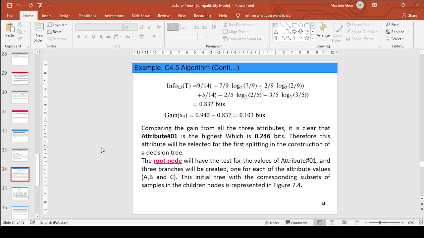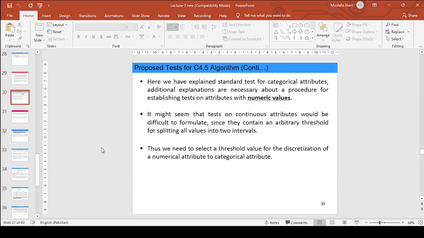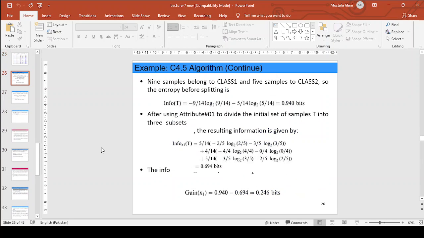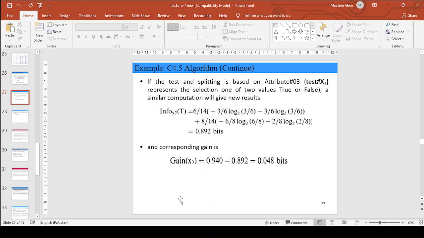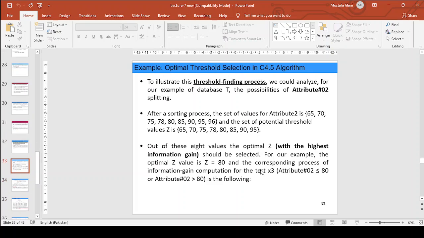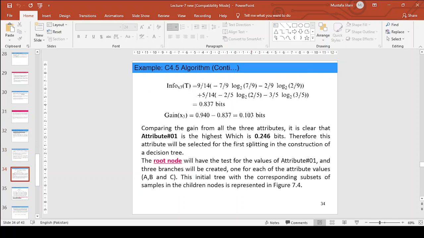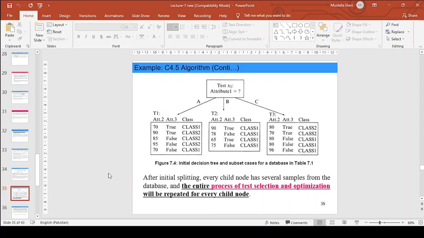That means attribute 1 has the highest value. If you see slide number 26, on slide 26 you can see the value was 2.24. For attribute 3 the value was 0.048, but when we did attribute 2, which was numeric values, it is 0.103. Therefore we decided that attribute 1 should be the main splitting variable.